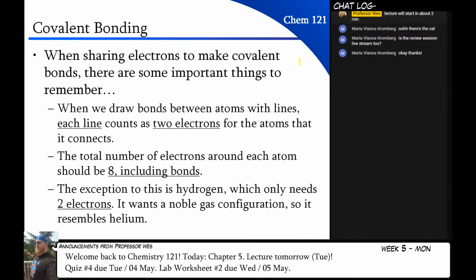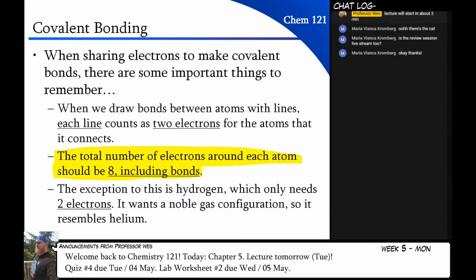Now, when you have created all of your bonds around all of your atoms and finished the structure, it's important to note that you are, again, trying to follow the octet rule. So the number of electrons around each atom should be 8. That includes bonds. Make sure you get all the bonds and all the non-bonding electrons in your count.